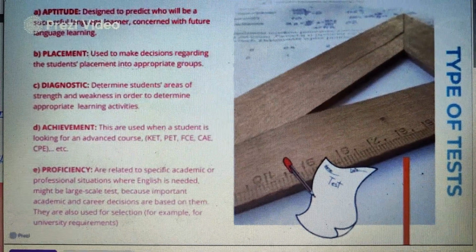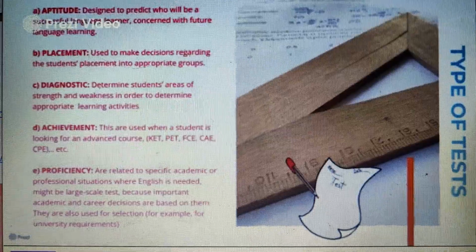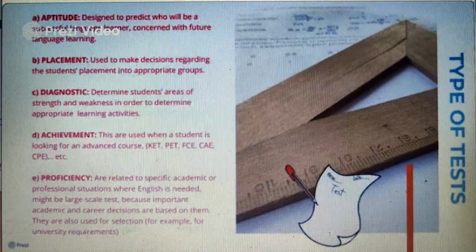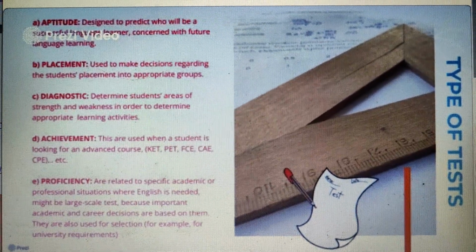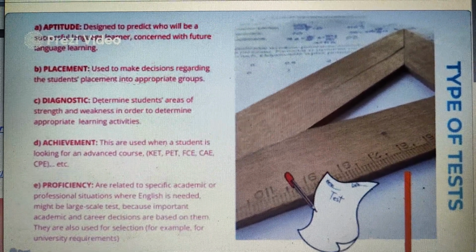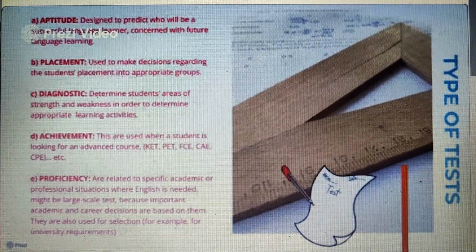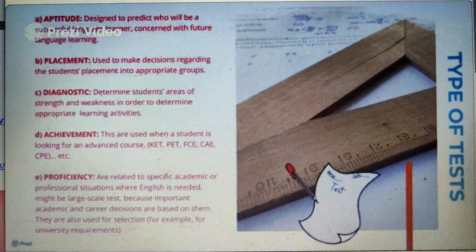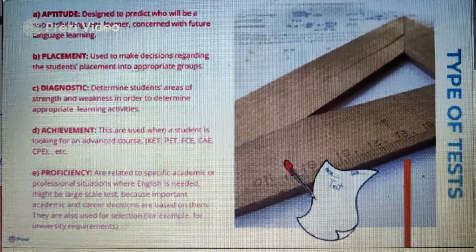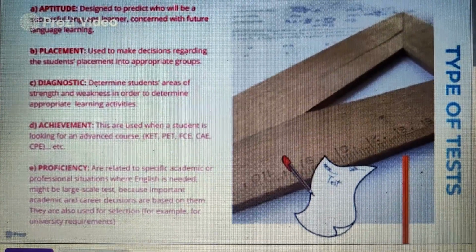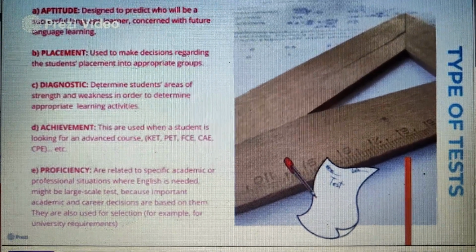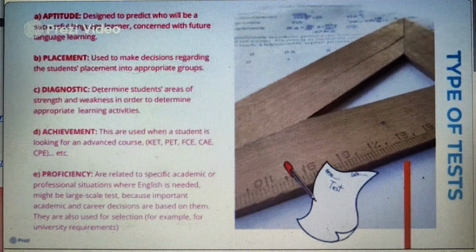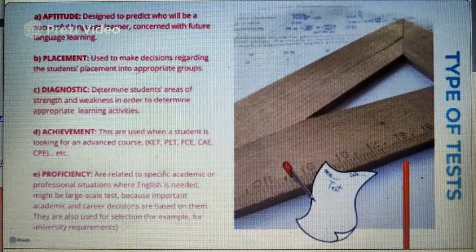So how can we continue? How can we begin to start the course? The achievement tests are used when a student is looking for an advanced course, CAT, PET, FCE, CIA, CPE. Now I think it's for students, it's very appealing now, the TKTs. And then we have the proficiency tests. They are related to specific academic or professional situations where English is needed. They might be large-scale tests because important academic and career decisions are based on them. They are also used for selection, for example, for university requirements.